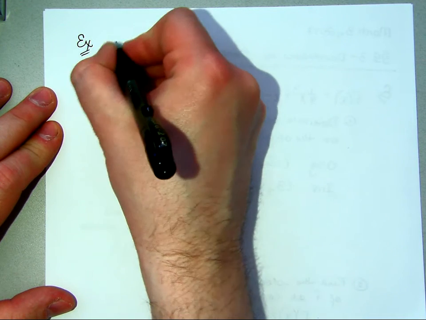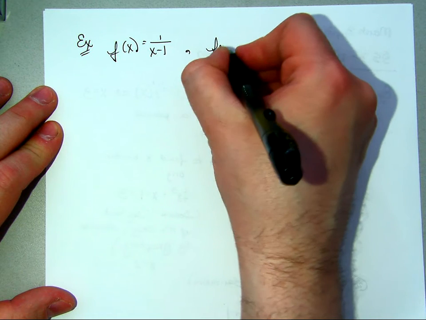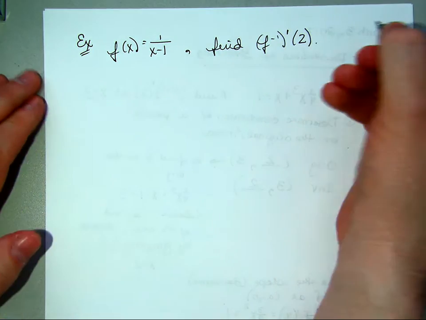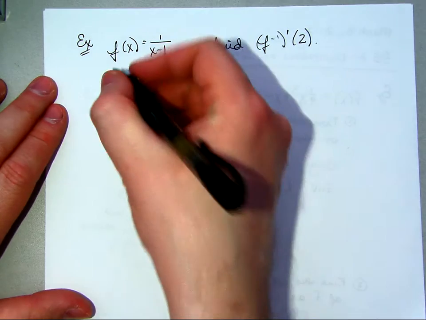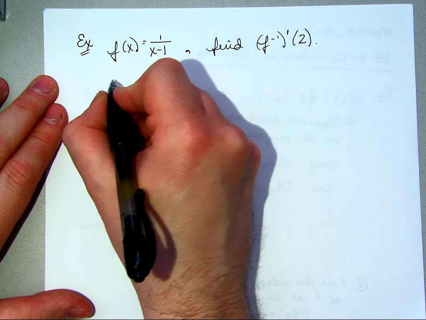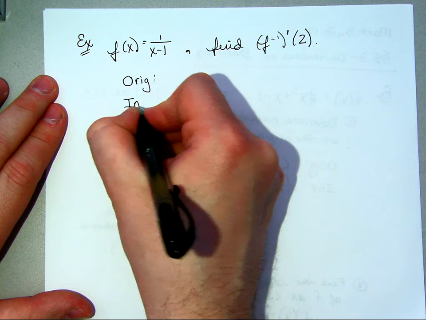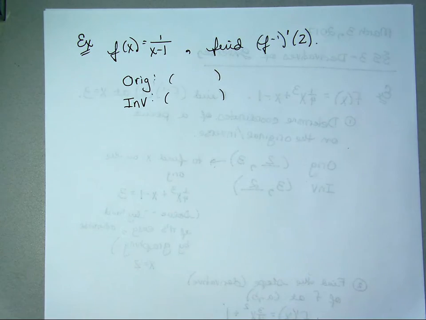Let's look at the function f of x equals 1 over x minus 1. And we are going to find f inverse prime of 2. F of x equals 1 over x minus 1. We want to find f inverse prime of 2, the derivative, the slope of the inverse when x equals 2. Question number 1. What is 2? Is 2 an x or is it a y on the original or on the inverse?